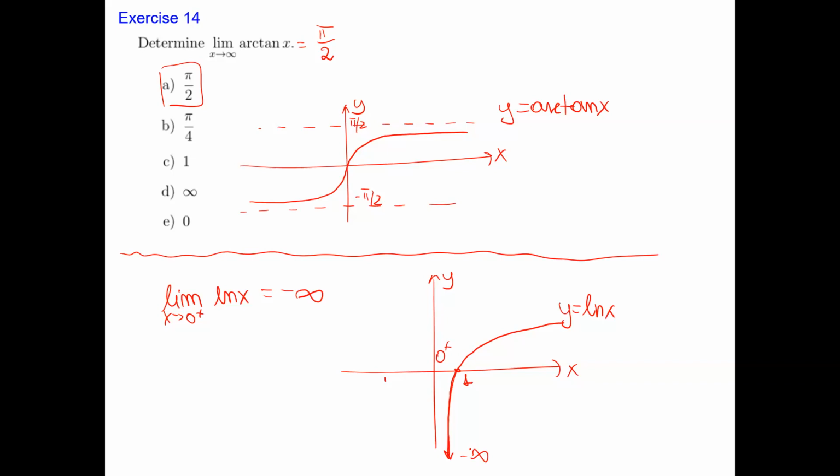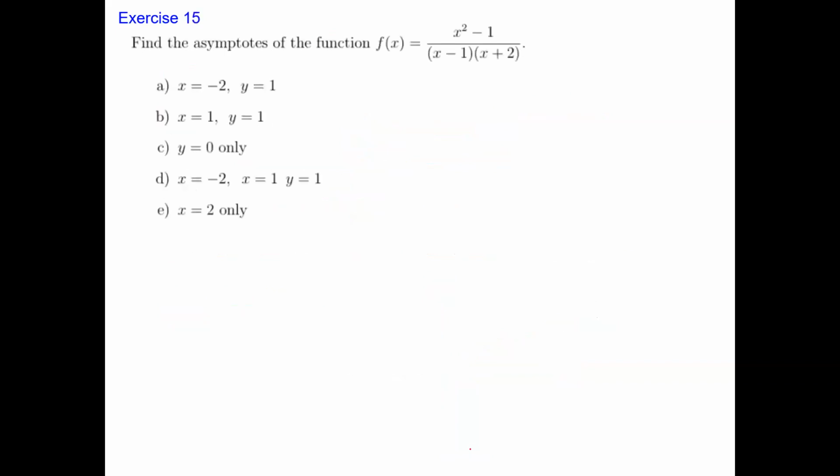Okay, and then I have the last exercise, kind of like a summary of limits. Okay, find the asymptotes of the rational function, x squared minus 1 over x minus 1, x plus 2. And based on the options A, B, C, D, and E, we see x and y equations. X is the vertical, y is the horizontal line.